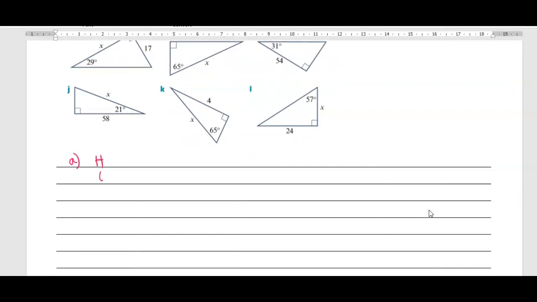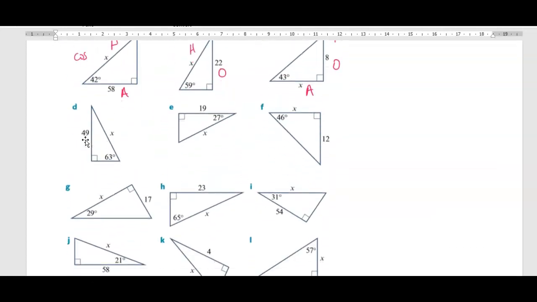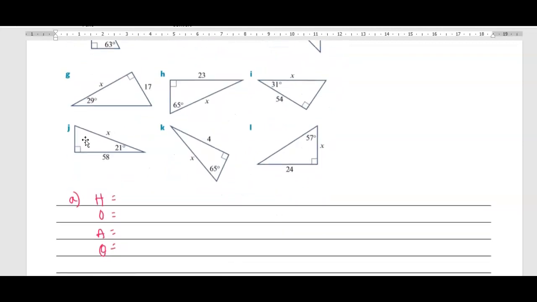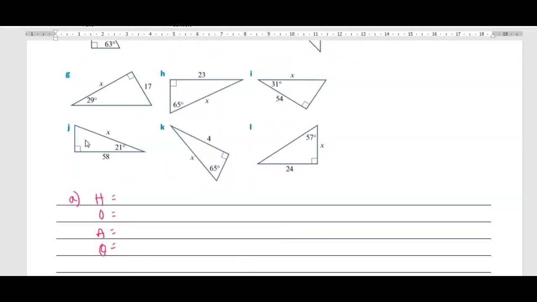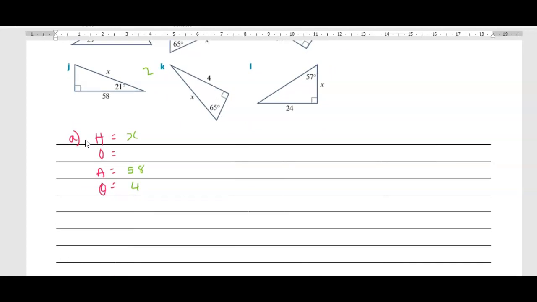So, HOA theta. What I like about this is it's so routine that you get started and you're like, at least I can write something down, you know. Your hypotenuse is x, adjacent 58, so x, 58, 42. And I might just double check that I've got the right. Cool. Okay, so we're going to be using cos.